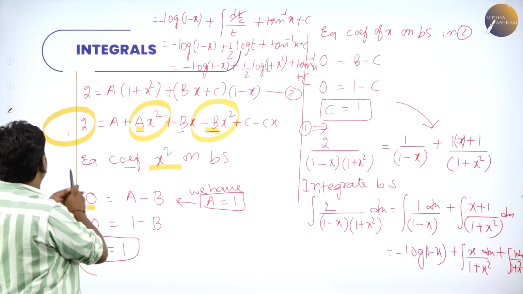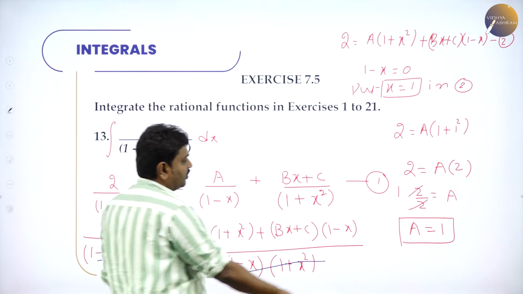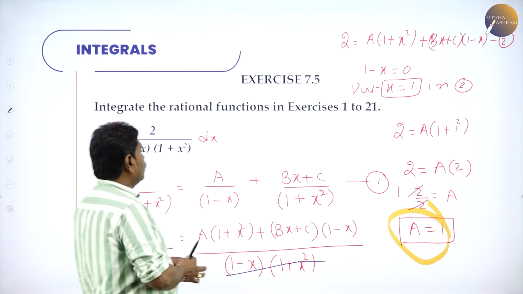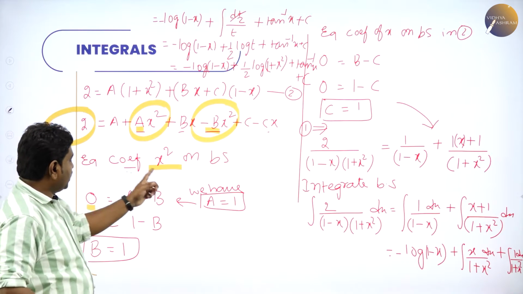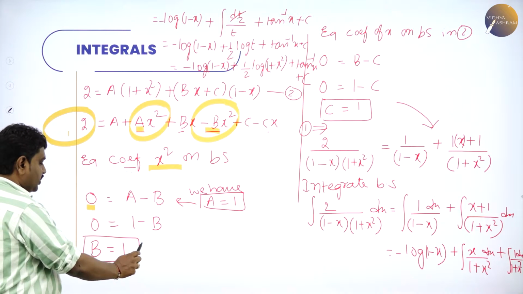And a value already you got. If you refer, we got already a. What is a we got? A we got 1. So a is equal to 1. Put it in this equation and rearrange, you will get b.